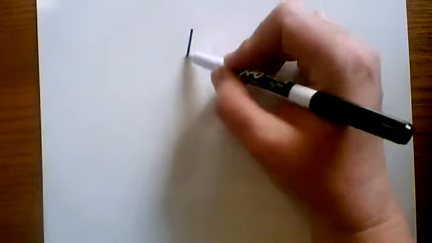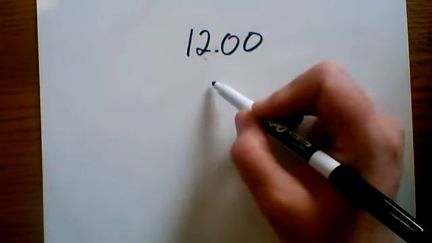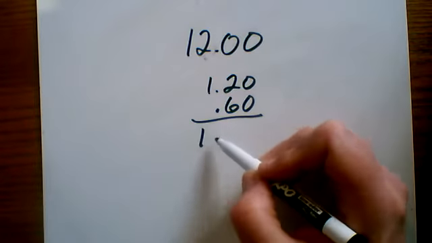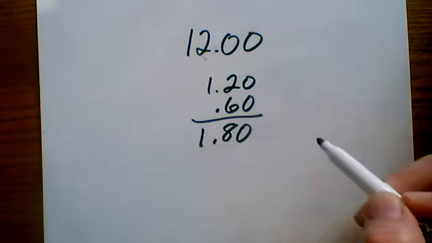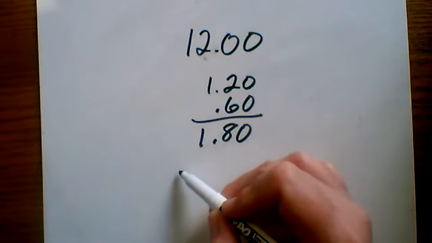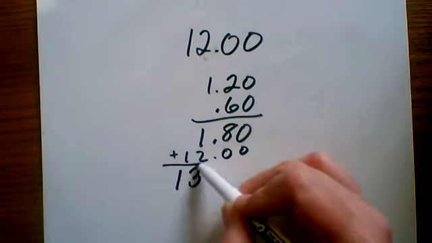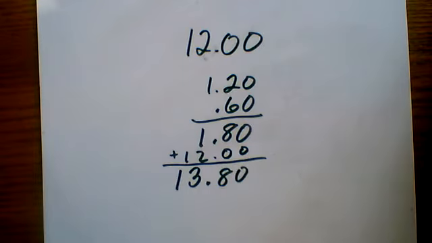Okay, let's try that again with problem number 3. We're still working at 15%. The bill was $12. So 10% of $12 would be $1.20. Half of $1.20 is 60 cents. So our total tip would be $1.80. And that would make our total bill, put in 12 here so that you can see, $13.80.